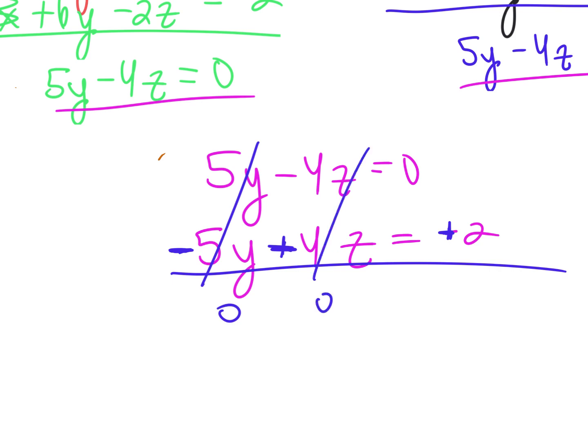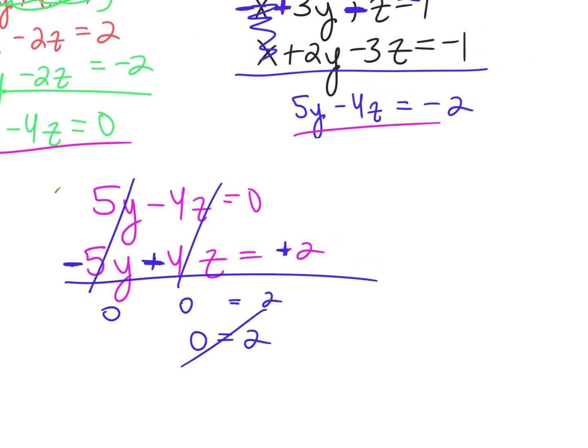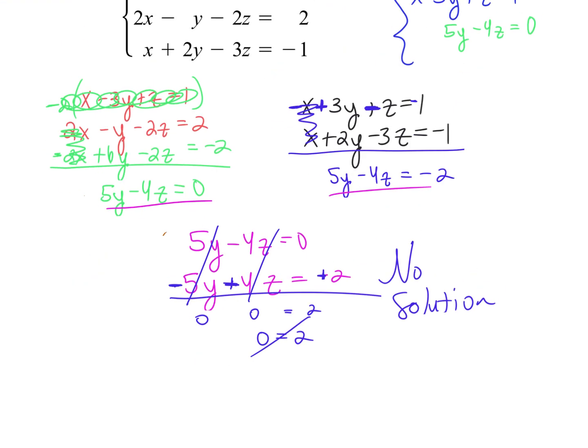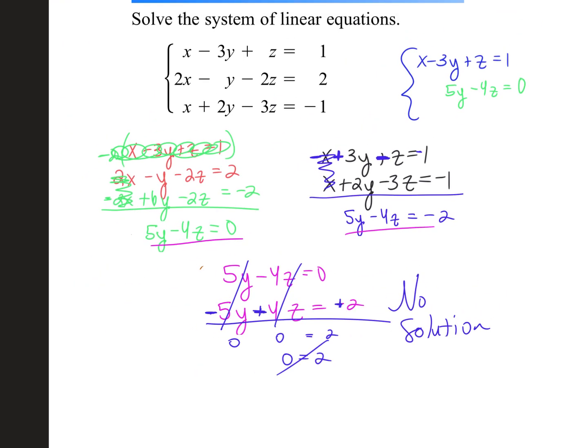My z's cancel out, perfect. And then I have 0 equals 2. Guys, is it a true statement that 0 equals 2? No, that is not true. So when you get your variables to cross out and you get 0 equals a number, that is telling you that there is no solution. Very similar to how if you're solving using Cramer's and you get the determinant value to be 0, then you'd have to divide by 0, it'd be no solution. So in this case, there is no solution to this system of equations.